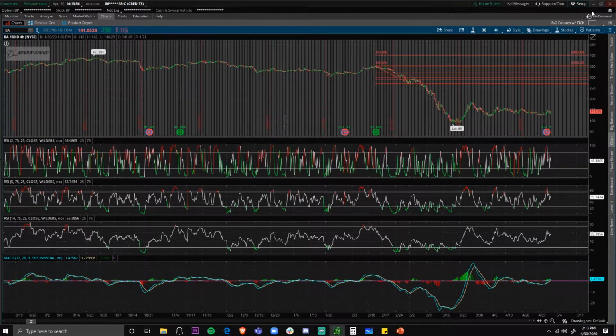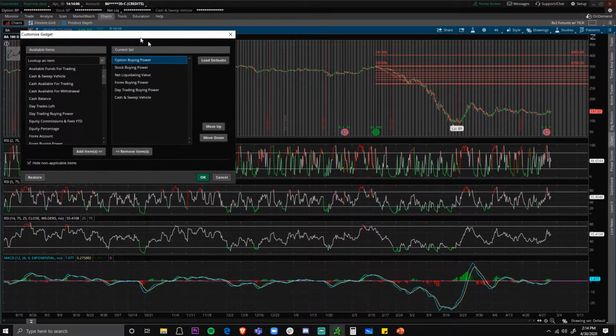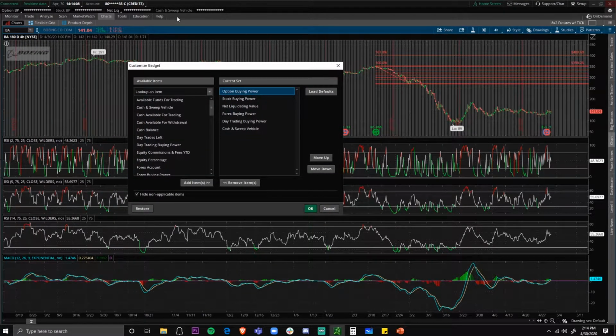There's going to be this little gear here that is going to be the next feature that I suggest you use. And that is, you can change a lot of these over here, what your account shows: cash sweep vehicle, buying power, etc. As you can see, I have option buying power, stock buying power, net liquidating value, Forex buying power, day trading buying power, and cash sweep vehicle. You can change a lot of these.